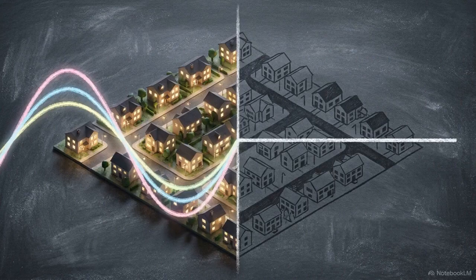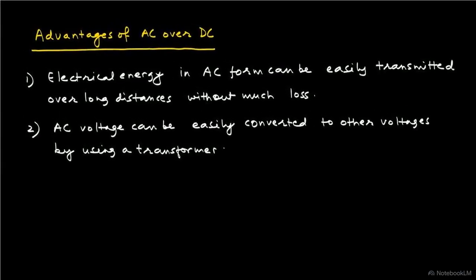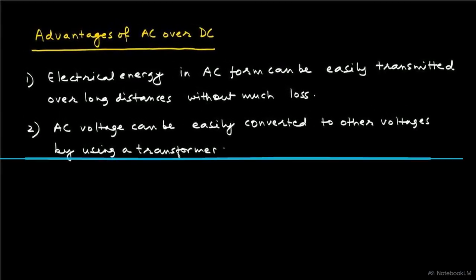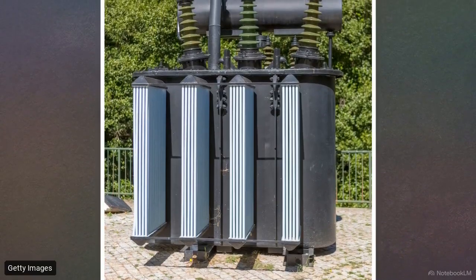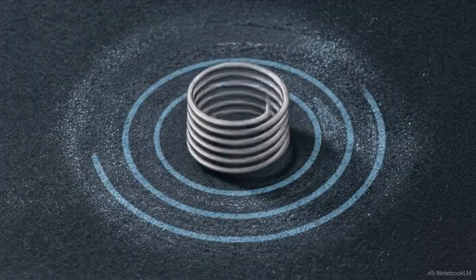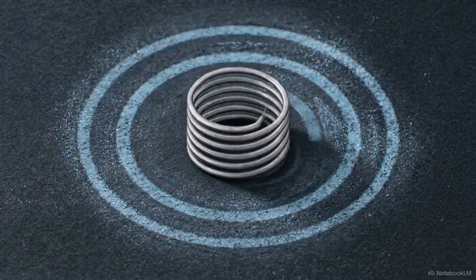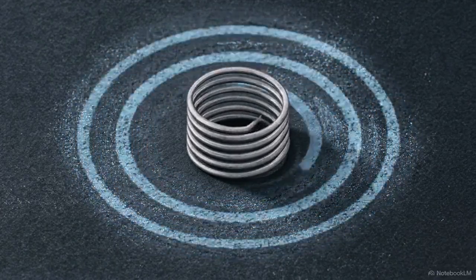The obvious engineering question is why we rely on this oscillating waveform to power our homes instead of a steady, flat stream. The answer lies in the primary systemic advantage of alternating current. As these notes observe, AC voltage can be easily converted to other voltages by using a transformer. This conversion is handled by massive industrial transformers located all along the grid. A transformer has one rigid physics requirement to function. It needs a constantly fluctuating magnetic field to operate. This is exactly what the sine wave provides.